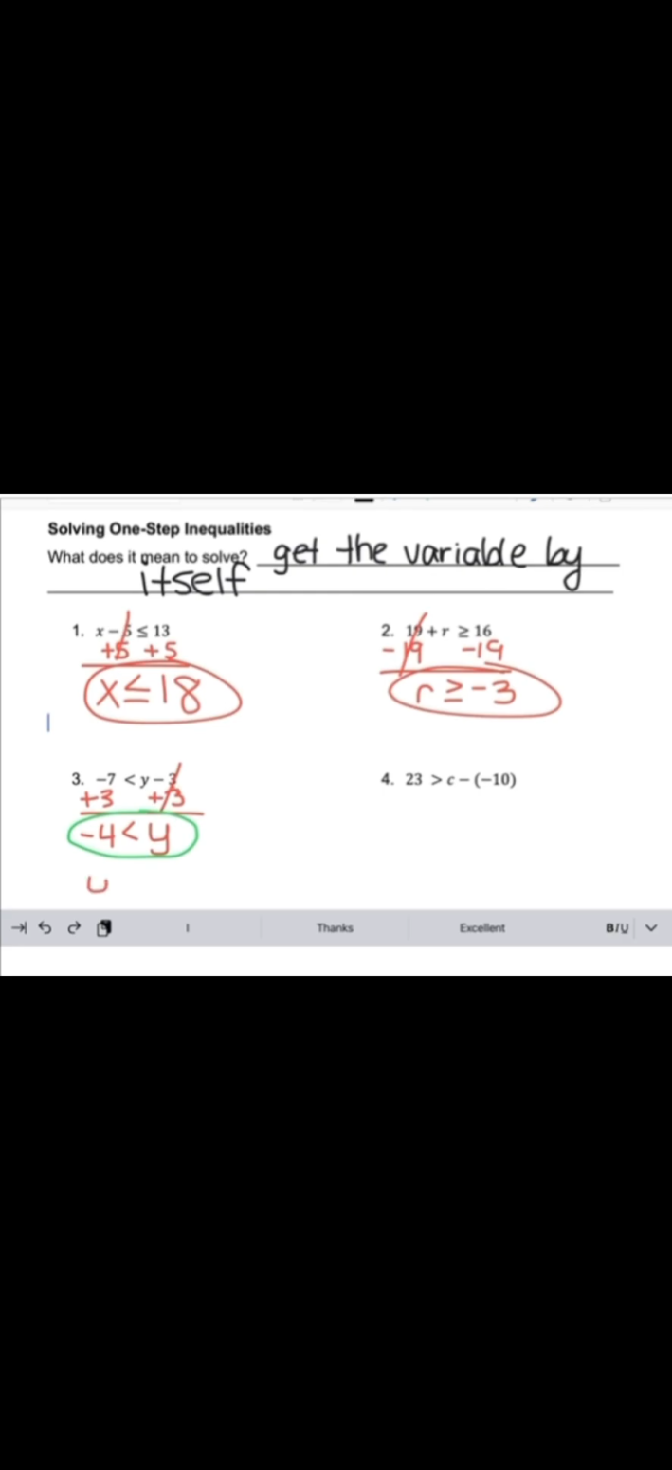So flipping it around, this really says y is greater than -4. This would be the answer if it was multiple choice. Number 4, watch these double negative signs on this side. Two negatives make a positive, so I'm just going to rewrite that real quick.